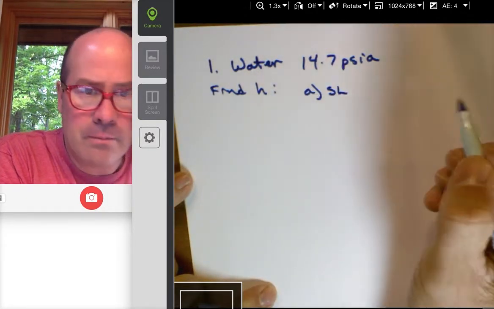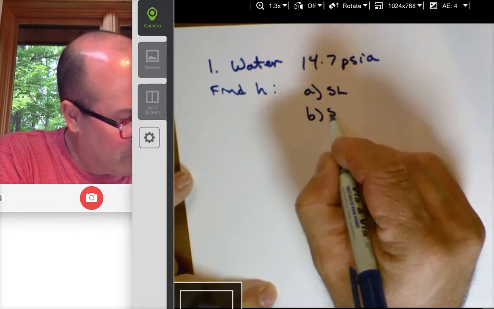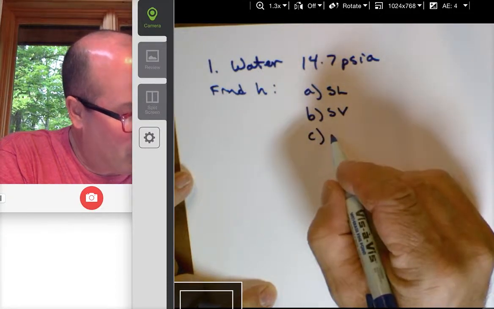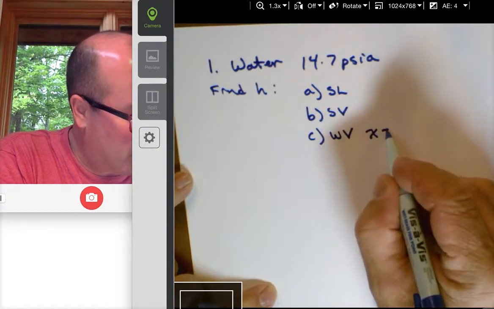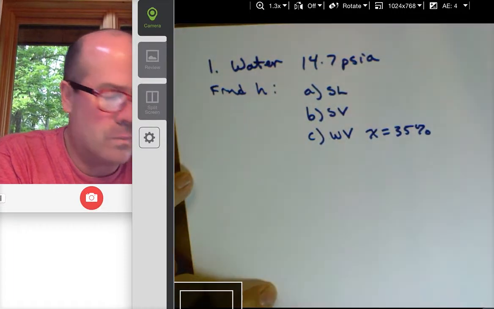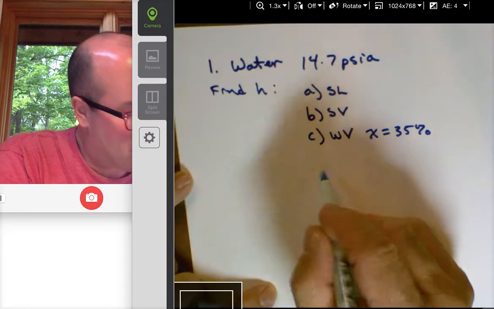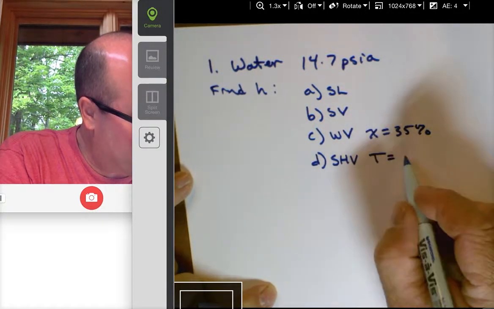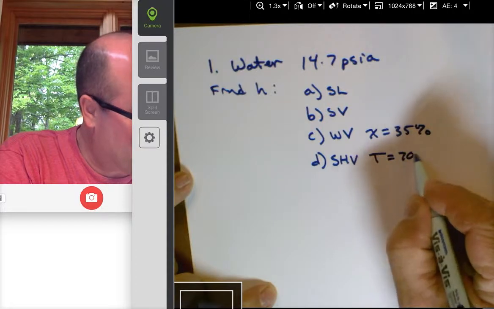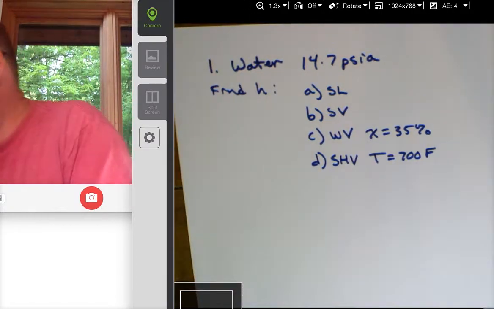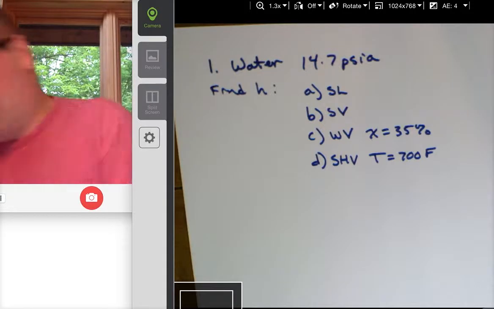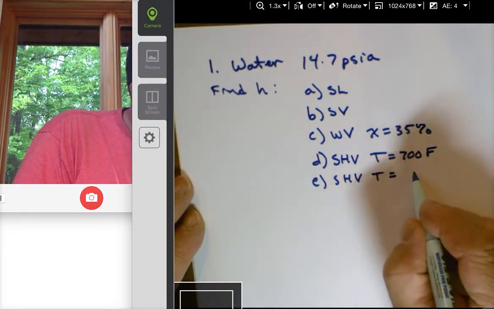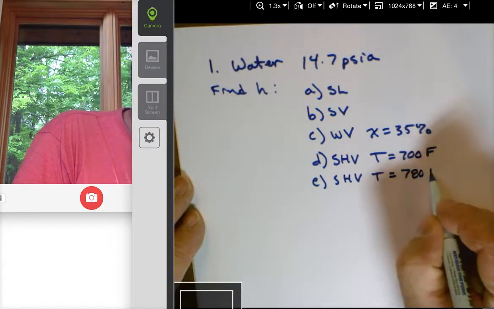For saturated liquid, for saturated vapor, for a wet vapor with a quality of 35%. For a superheated vapor with a temperature of 700 Fahrenheit. A superheated vapor with a temperature of 780 Fahrenheit.